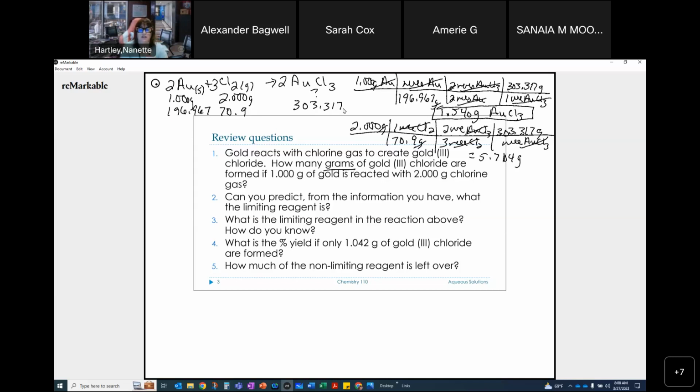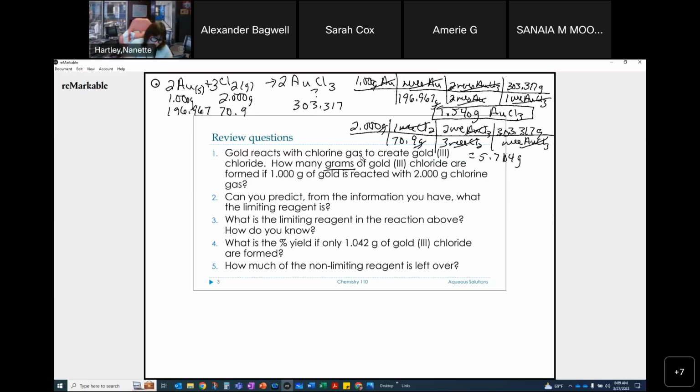And the second question says, from the information you have, can I predict, without having done that calculation, what my limiting reagent was? No, I couldn't. I mean, obviously I didn't, okay? And while I have a guess, I never know if that guess is correct unless I do the calculations. What is my limiting reagent? My limiting reagent is the gold, and I know that because it produces the least amount of product.